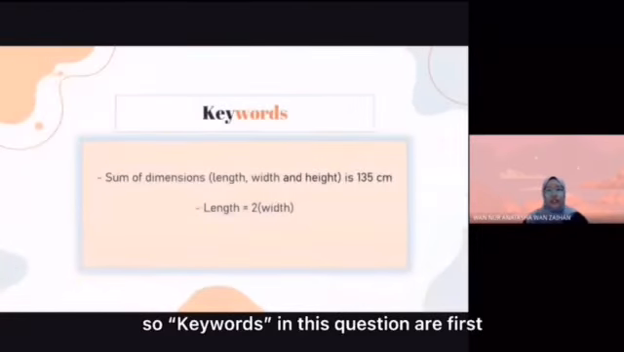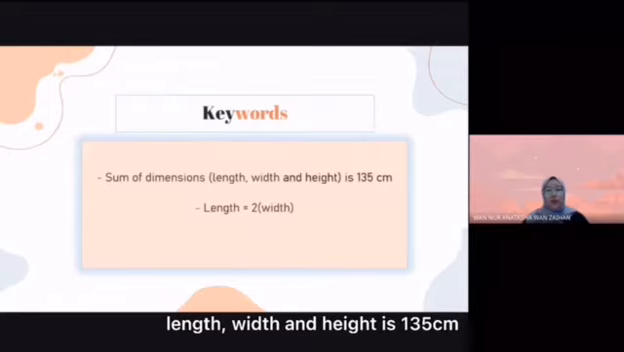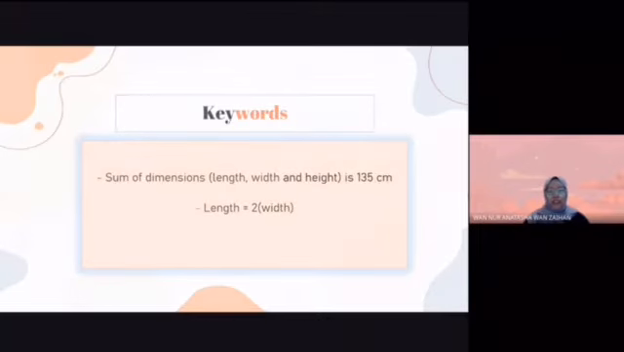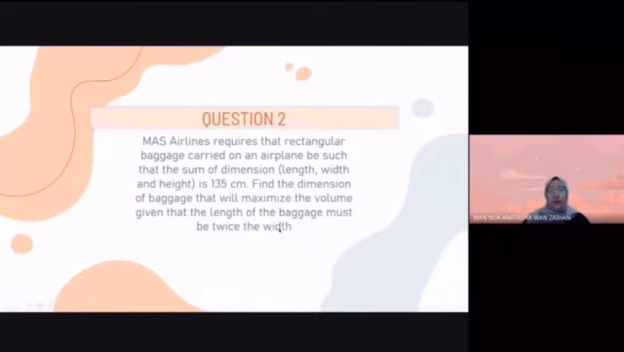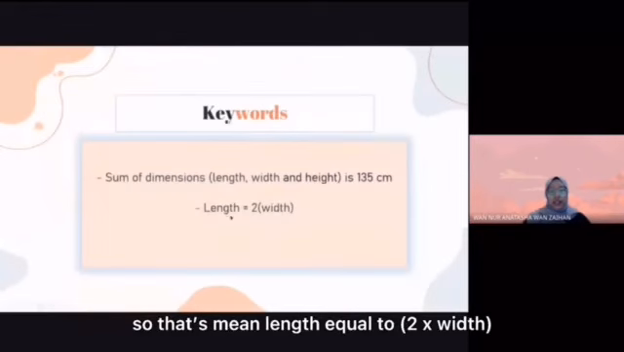So keywords in this question are: first, sum of dimension, length, width, and height is 135 cm. Other than that, this question also mentions that the length of the baggage must be twice the width. So that means length equal to 2 times width.